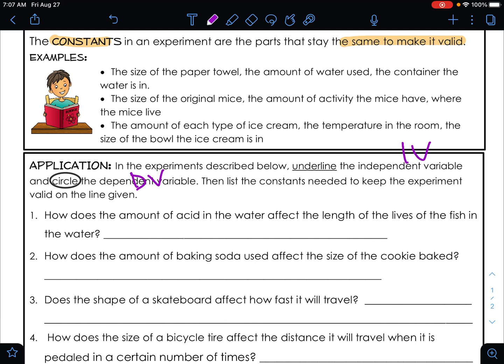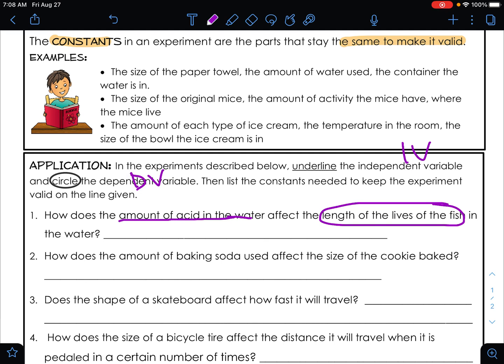All right, so here is our testable question. How does the amount of acid in the water affect the length of the lives of the fish in the water? Okay, so what are we purposely changing? We're purposely changing the amount of acid in the water. So then what are we measuring? The length of the lives of the fish is what we are going to measure. So when we increase the acid, the scientists would determine how many days or how many hours the fish survive.